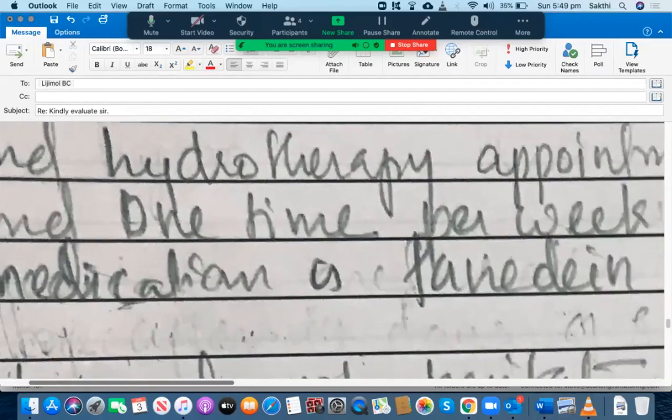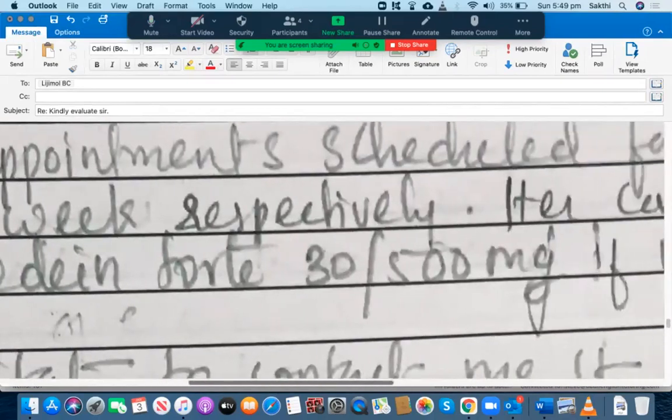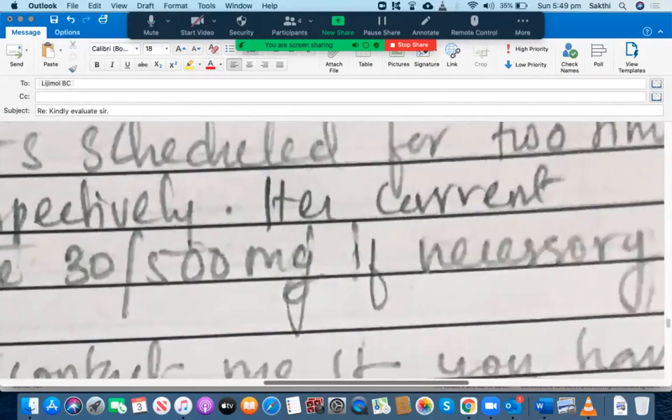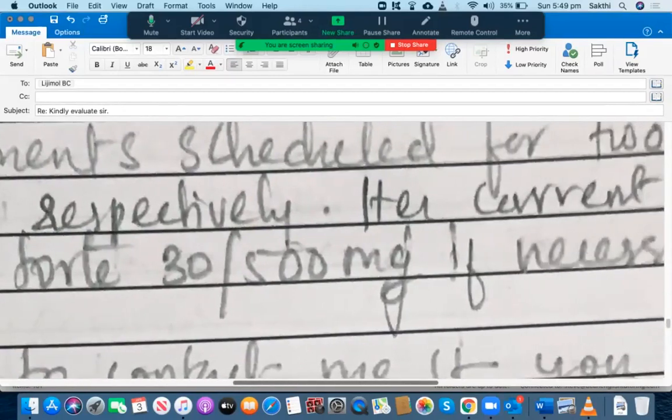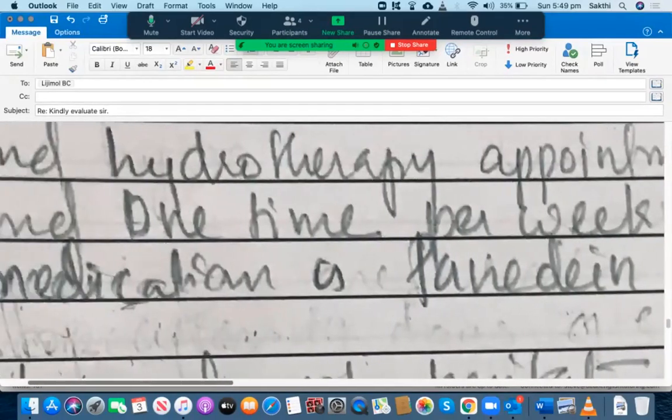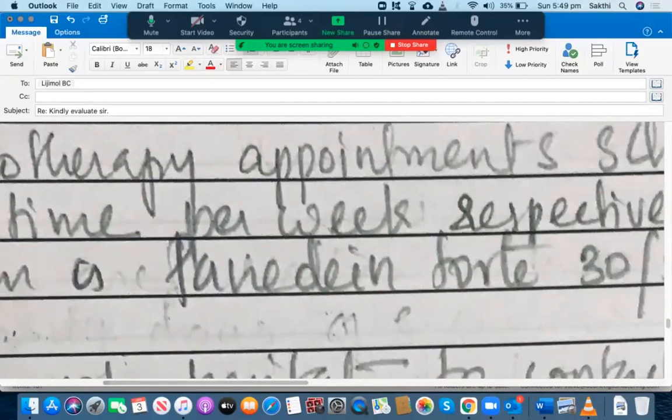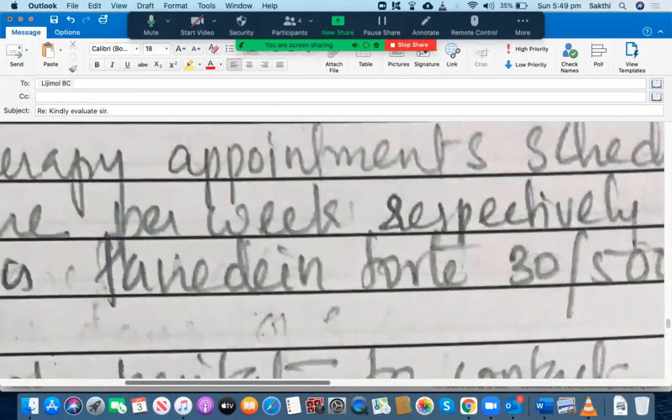It is written, there is medication, but if she needed only, she can take like that. Yeah, so then you should have mentioned it like this, okay? If required, comma, she needs to take, and then you can mention Panadin 30/500 mg.